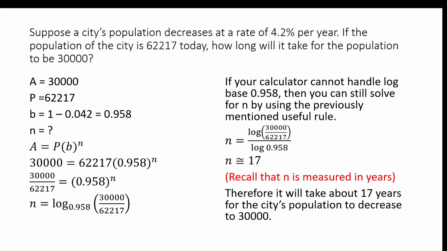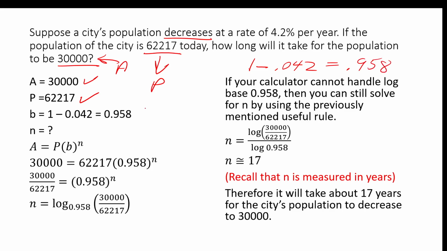Now, what if a city's population is decreasing at a rate of 4.2% per year? If the population of the city is 62,217, how long will it take for the population to be 30,000? Well, this is the prior amount, and this is the after amount. So A is 30,000, P is 62,217. It's decreasing, so I'm going to go 1 minus that 4.2%, but I move that decimal over 2 places, and it's 0.958. And n is unknown.